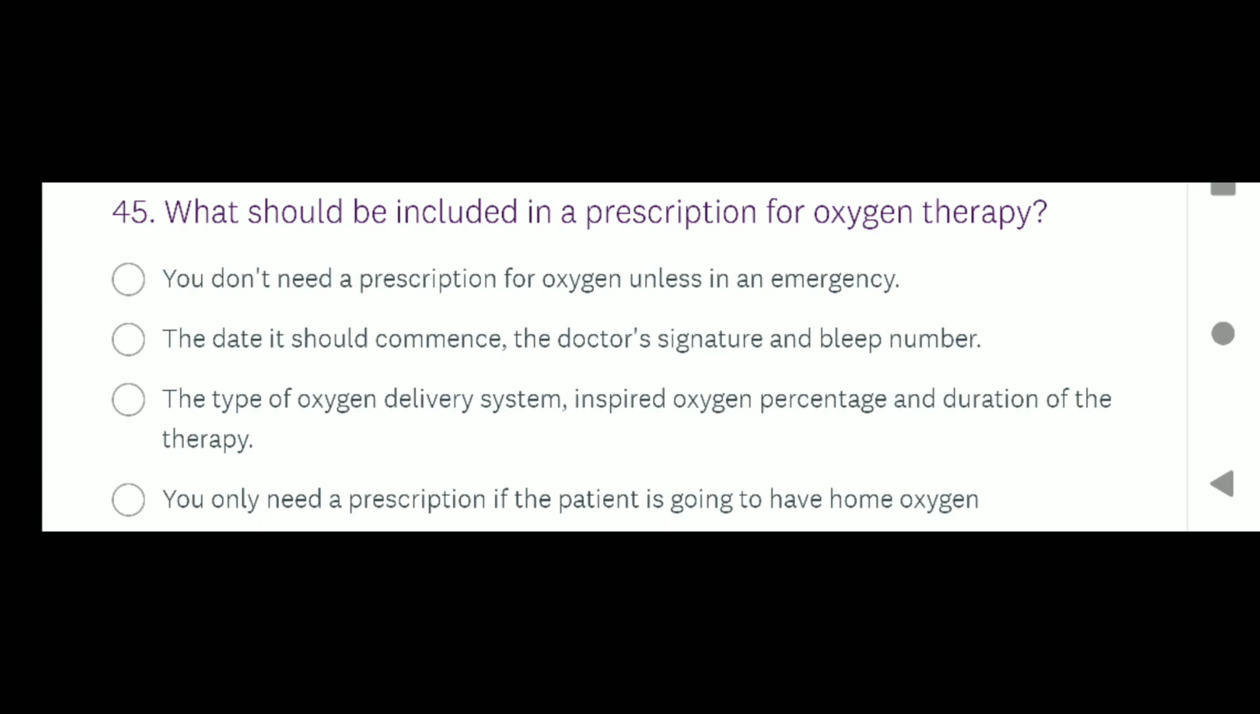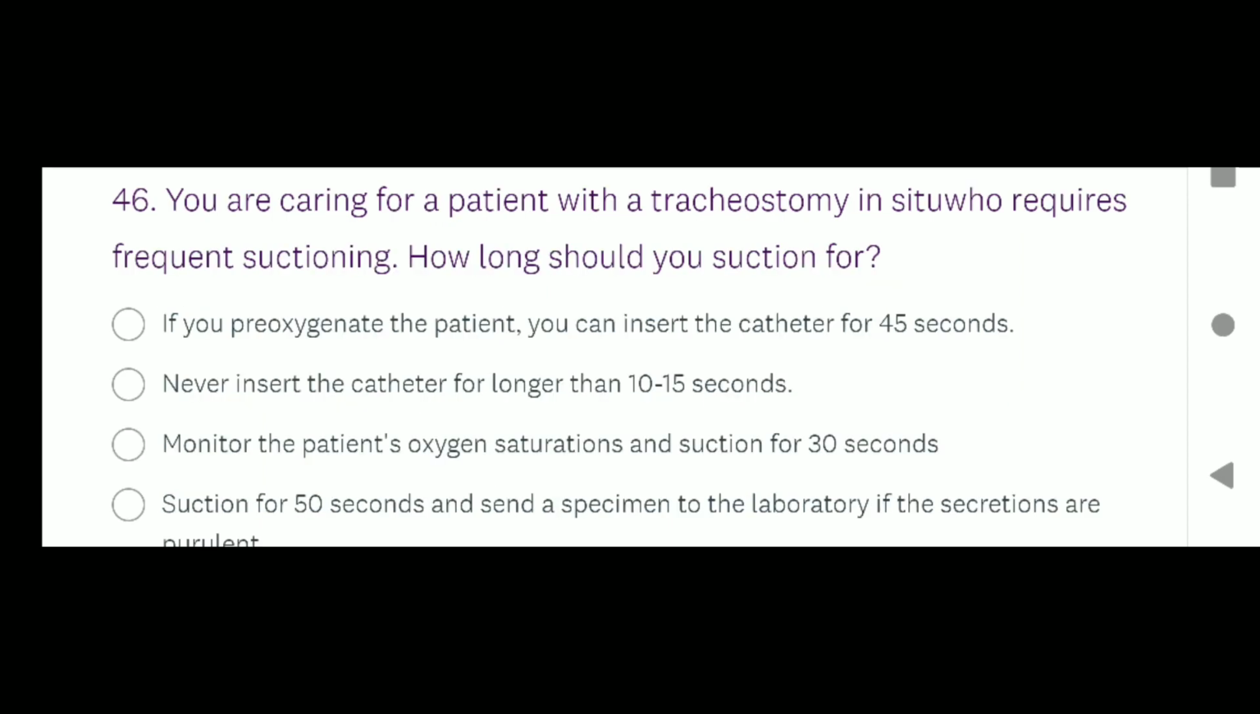Got me? Question number 46. You are caring for a patient with a tracheostomy in situ who requires frequent suctioning. How long should you suction for? Options are option A, if you pre-oxygenate the patient, you can insert the catheter for 45 seconds. Option B, never insert the catheter for longer than 10 to 15 seconds. And option C, monitor the patient's oxygen saturations and suction for 30 seconds. And option D, suction for 50 seconds and send a specimen to the laboratory if the secretions are purulent.